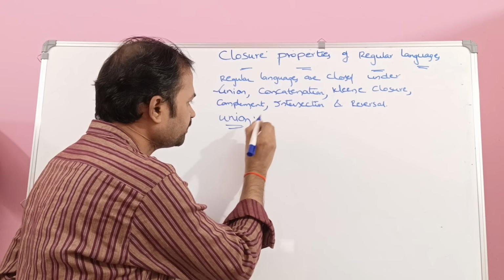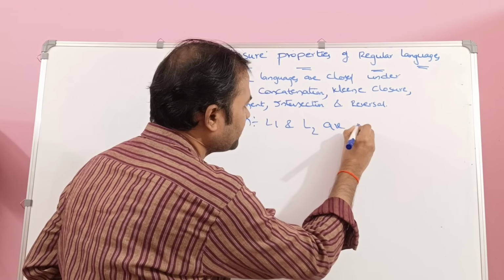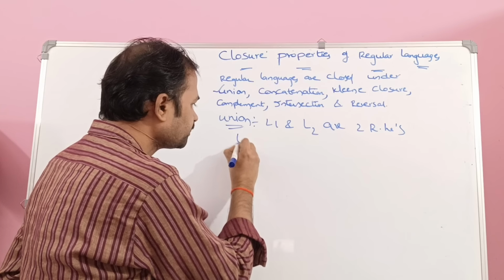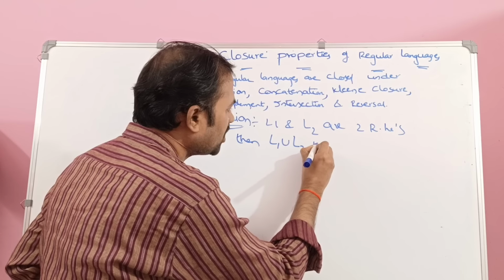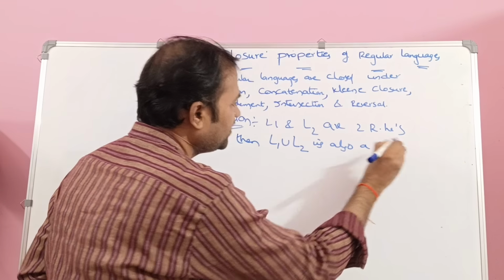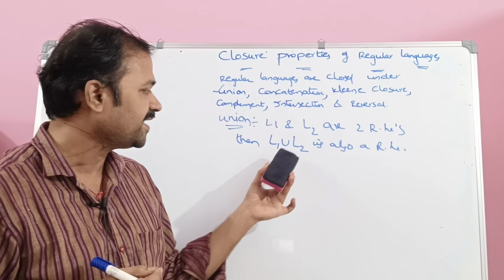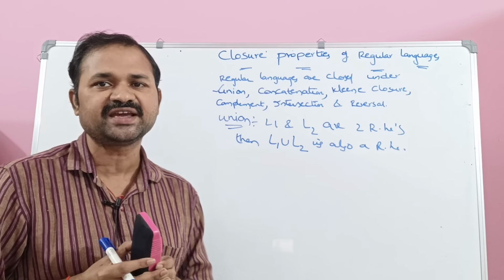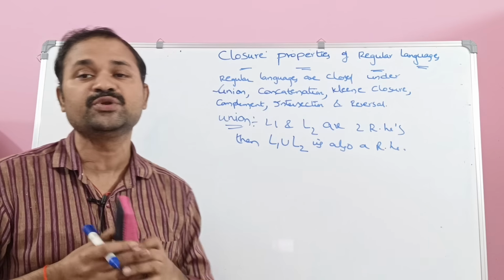Let L1 and L2 be two regular languages, then L1 union L2 is also a regular language. So if L1 and L2 are two regular languages, then we can say that L1 union L2 is also a regular language. So that's why we can say that regular languages are closed under union.